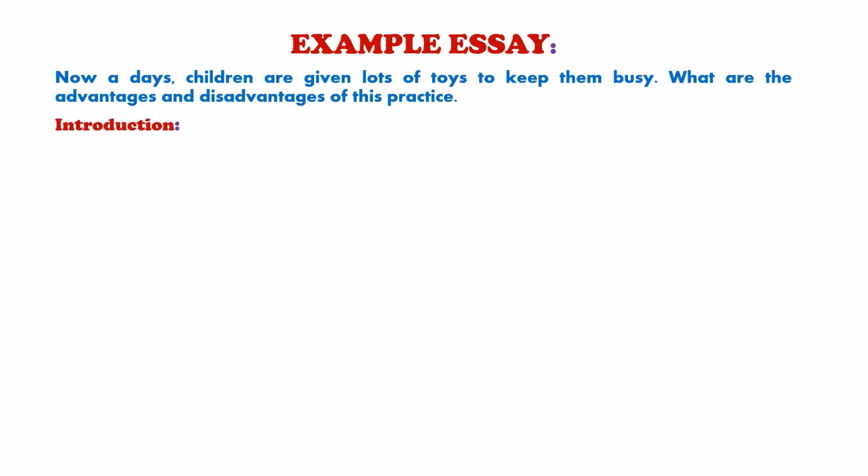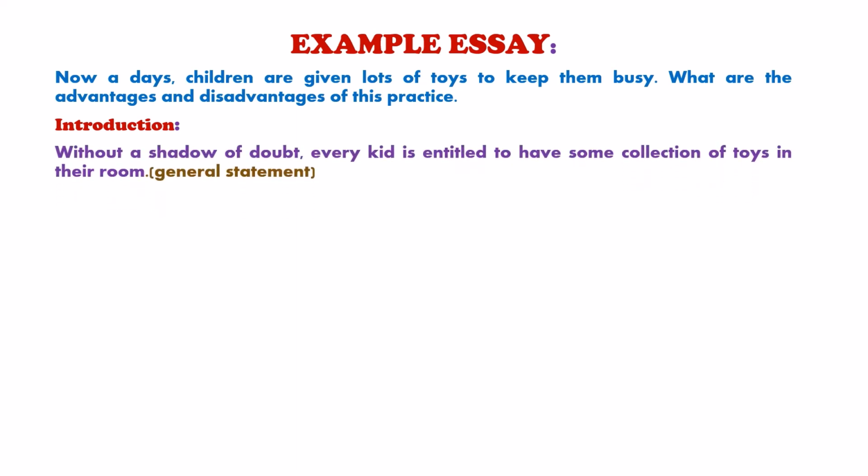So how should we write the introduction paragraph? This is how we should start, with a general statement. A general statement is nothing but the topic. We have to write something on the topic. As we understood that the topic is about children having toys, I have written something related to children and toys. Without a shadow of doubt, every kid is entitled to have some collection of toys in their room.